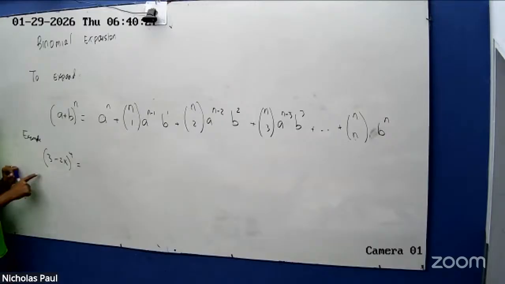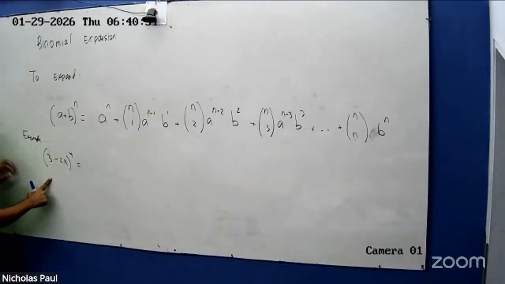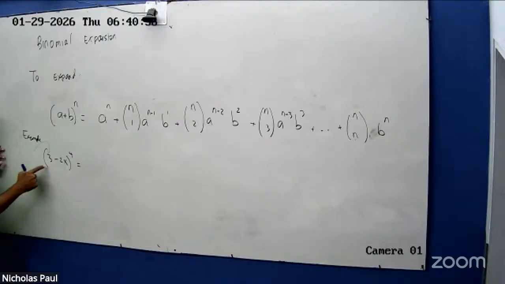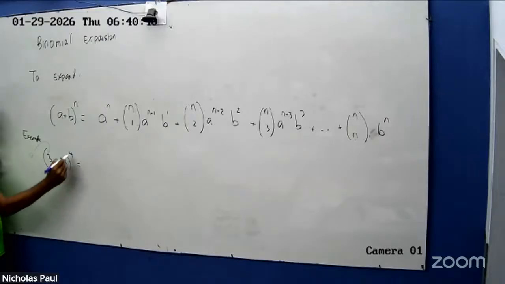So if you look at this here, you'll see that 3 is your A. This is your B, and this is your N.